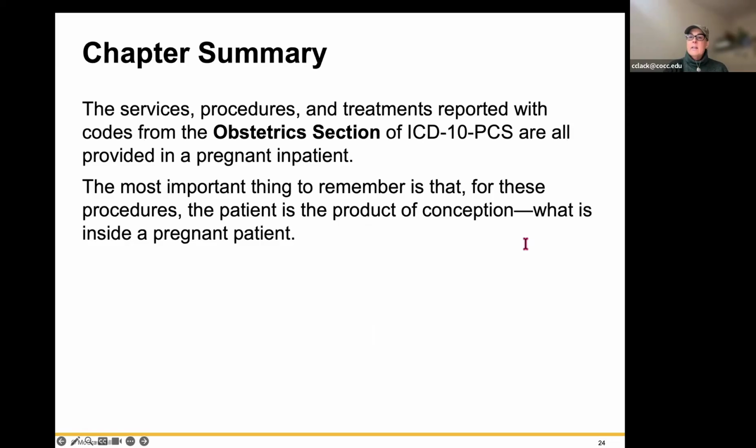So we have reached the end. All ICD-10-PCS obstetric section codes describe services performed on a pregnant inpatient, but the procedure is reported with the understanding that the patient for the procedure is a product of conception, the fetus, the related structures within the pregnant person. This matters because it changes how you interpret the documentation. You'll often be coding procedures that are performed through the mother, but the procedure's objective is directed toward the products of conception. Details like devices, which would be fetal monitoring or electrodes, and certain qualifiers are selected based on what applies to the fetus, the products of conception.